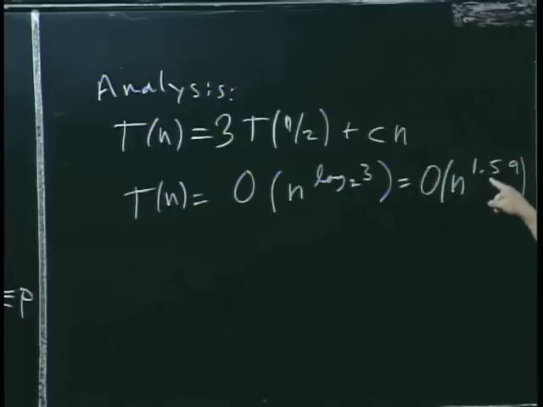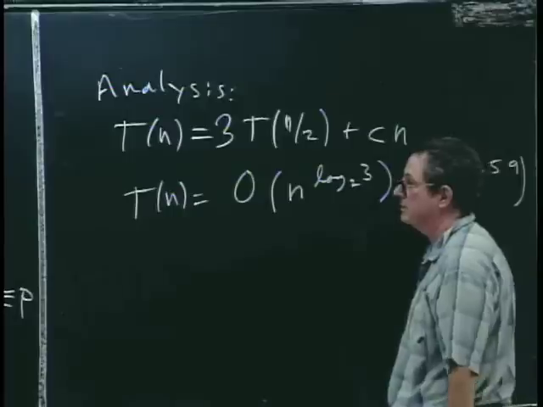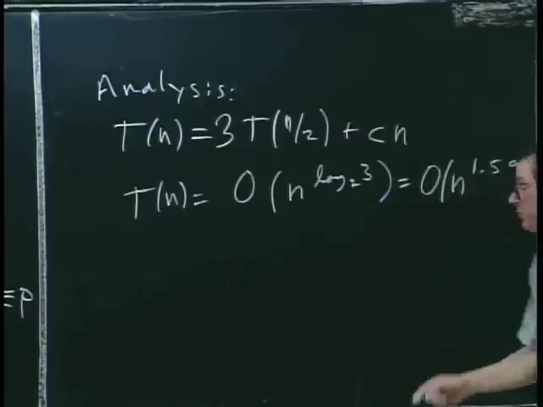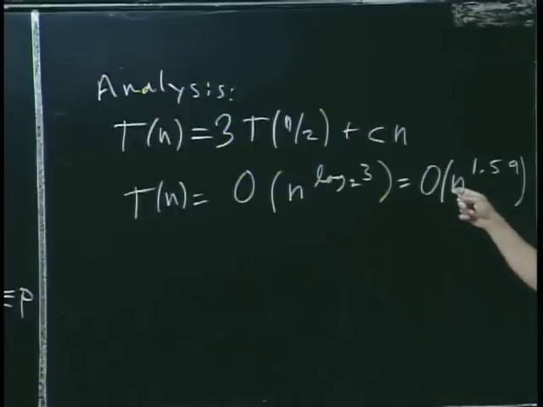So n to the 1.59, which is considerably smaller, in this business, than 2. 1.59 is smaller than 2. And n to the 1.59 is a function that grows considerably slower than n squared. Okay? So this function, n to the 1.59, is little o.